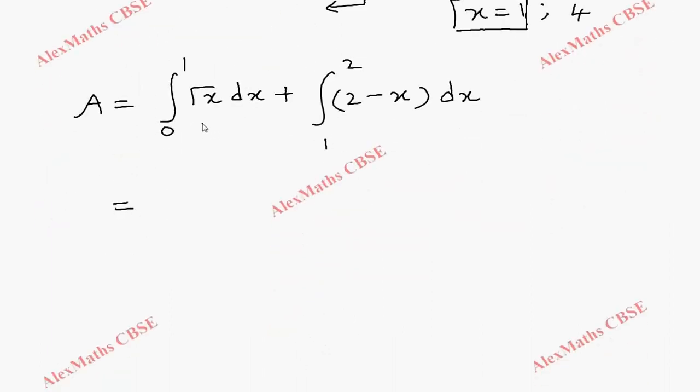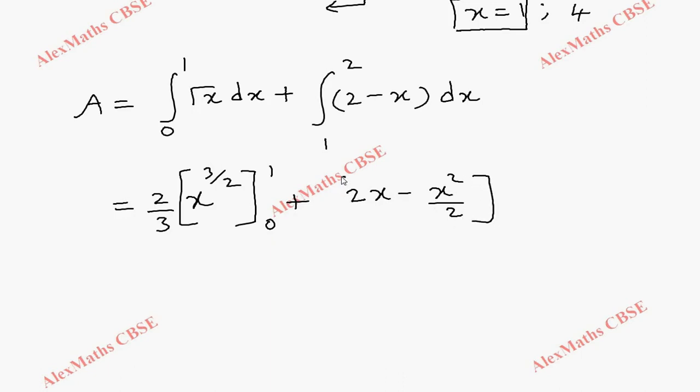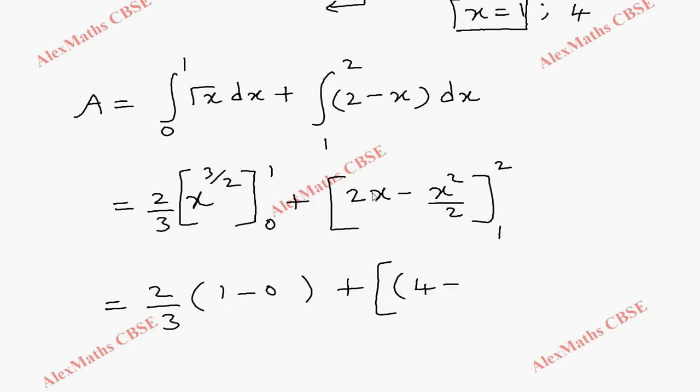Therefore, integration of root x, root x is x power half. By integration, it is x power 3 by 2 divided by 3 by 2, which can be written as 2 by 3. We have to substitute the limit 0 to 1. And this is 2x minus x square by 2, and the limit is from 1 to 2. When I substitute the upper limit in the first, it is 1 and the lower limit is 0. Here, when I substitute the upper limit 2, it is 4 minus 4 by 2, which is 2. When I put the lower limit, it is 2 minus 1 by 2.